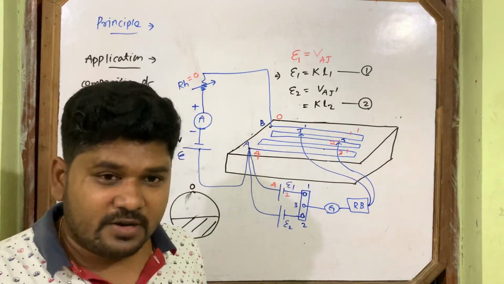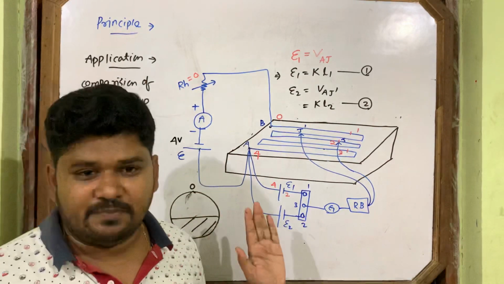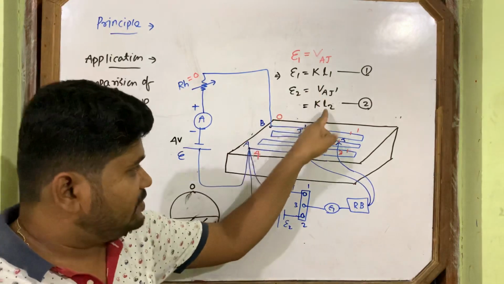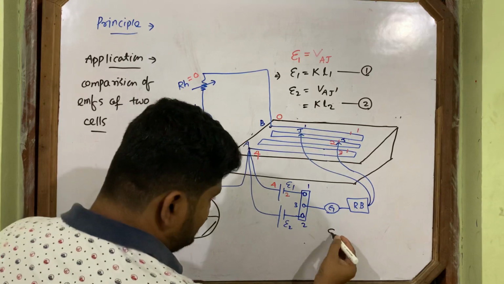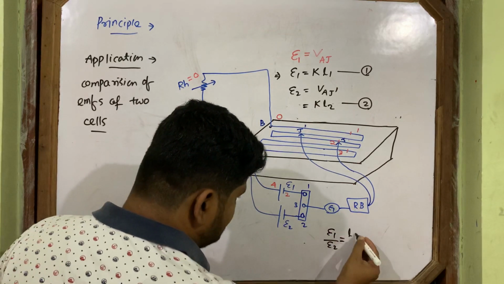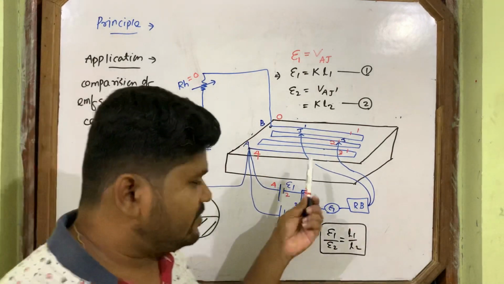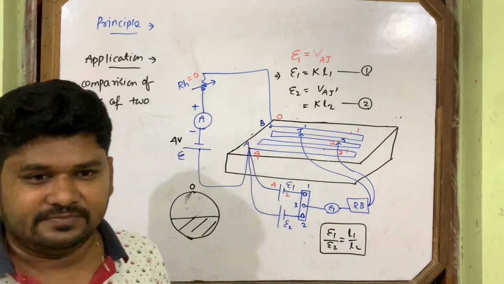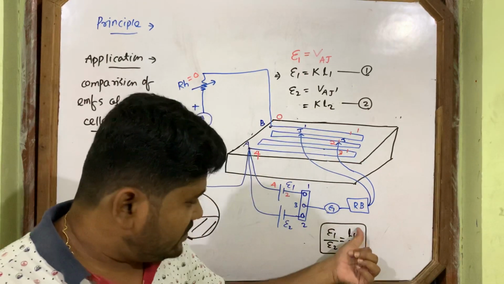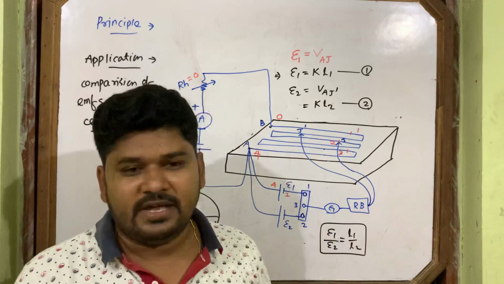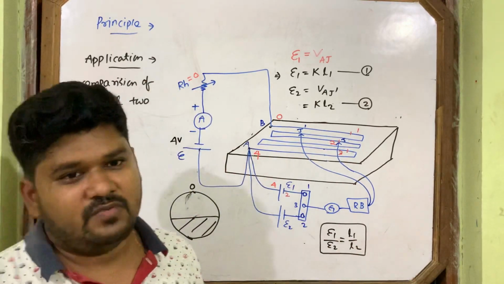Now, one complete observation is over. This is one observation complete. You measure L1, you measure L2. Now you divide these two, equation 1 and equation 2, what you get here? E1 by E2 is equal to L1 by L2. This is the working formula of the experiment. Divide these two equations. So you know L1, you know L2, you can compare their EMF. This is all about application number 1.